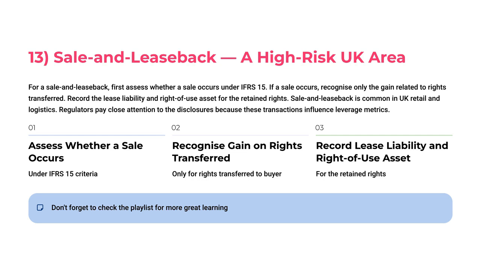Sale-and-leaseback, a high-risk UK area. For a sale-and-leaseback, first assess whether a sale occurs under IFRS 15. If a sale occurs, recognize only the gain related to rights transferred. Record the lease liability and right-of-use asset for the retained rights. Sale-and-leaseback is common in UK retail and logistics. Regulators pay close attention to the disclosures because these transactions influence leverage metrics.